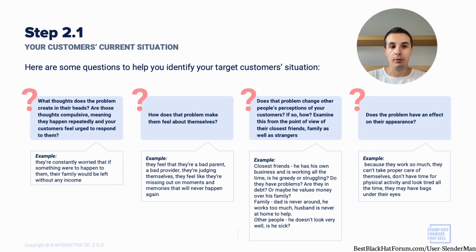You want to examine this point from the point of view of their closest friends, family as well as strangers. So an example from closest friends is that he has his own business, like this person that we talked about. It's working all the time, so maybe they're greedy or something. Are they struggling? Do they have problems? Are they in debt? Maybe they just value money over their family. Those are all questions that those people could be asking themselves.